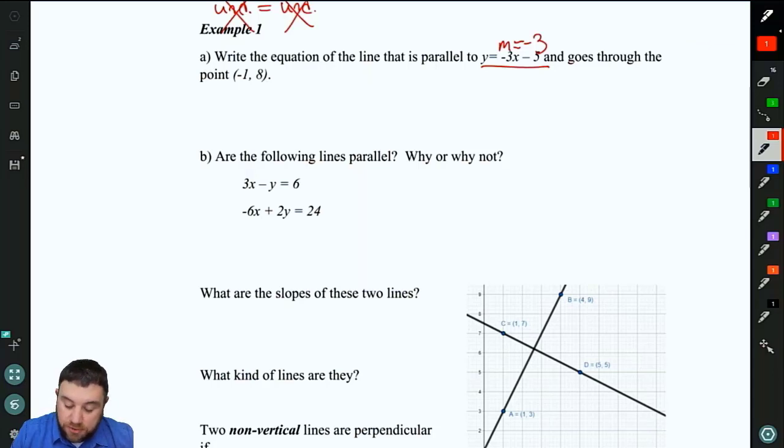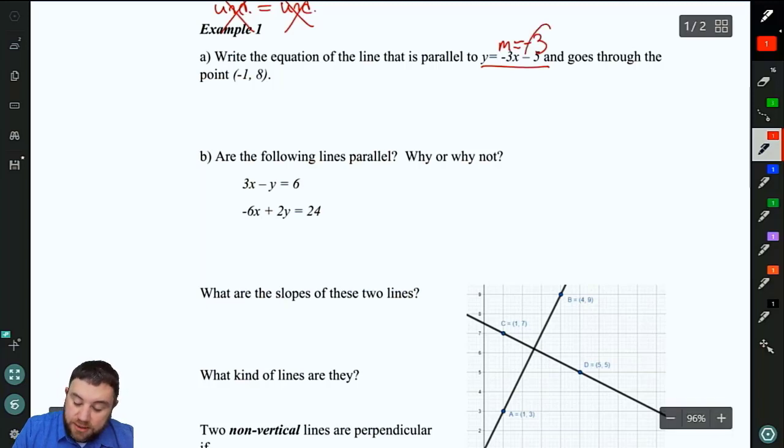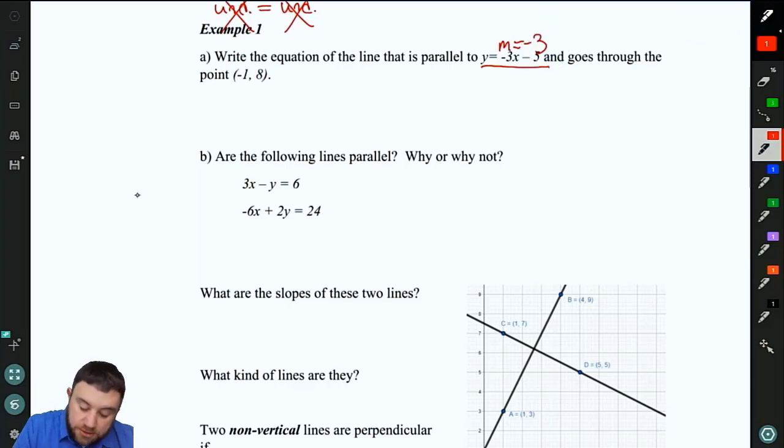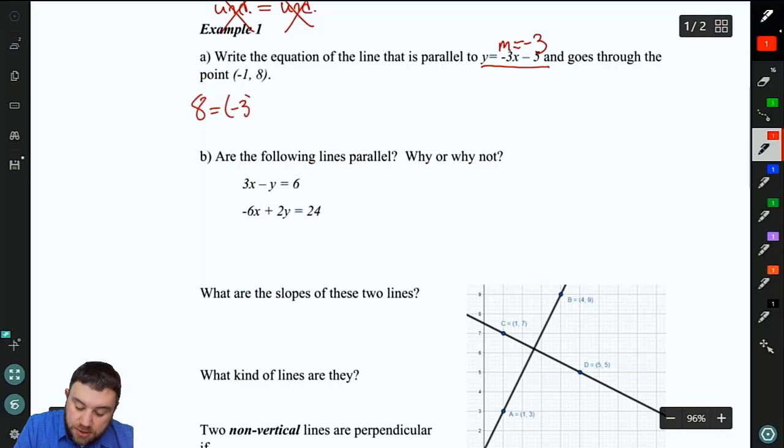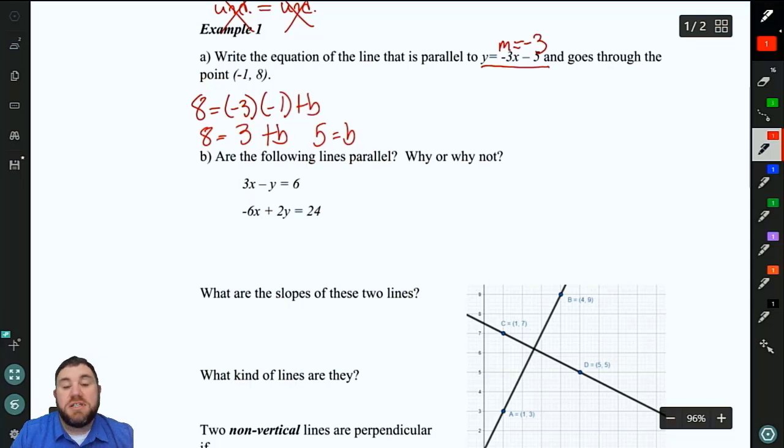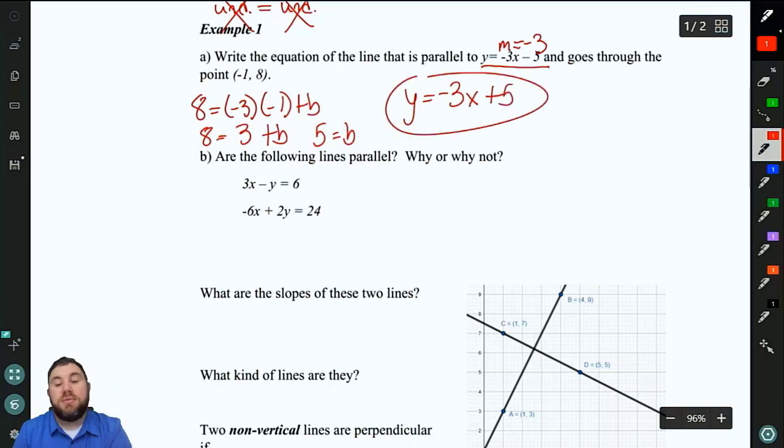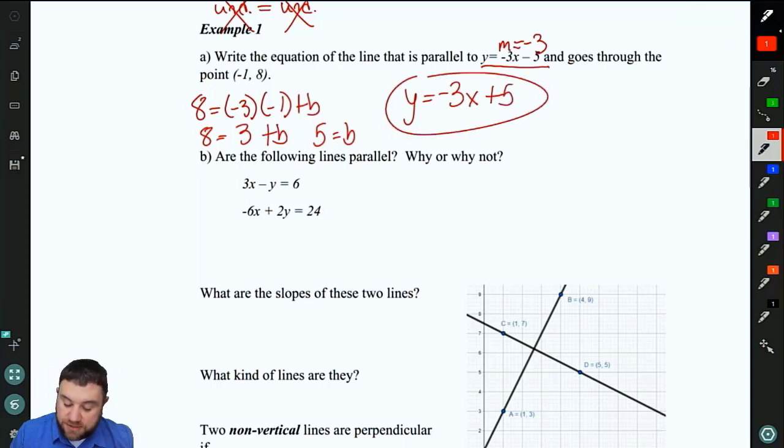Just like we did before, we'll plug in m, y, and x in order to find b, and then we'll write our equation. So 8 equals negative 3 times negative 1 plus b. 8 equals positive 3 plus b, so b is 5. So now we have a slope, we have a y-intercept, we can write our equation. y equals negative 3x plus 5.